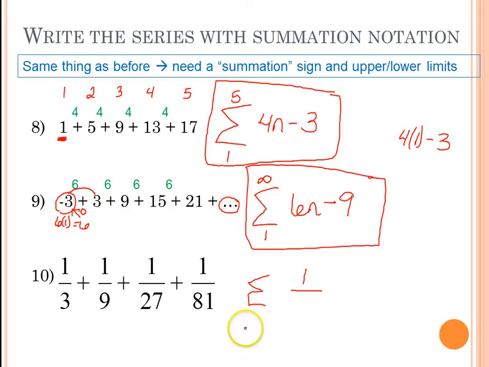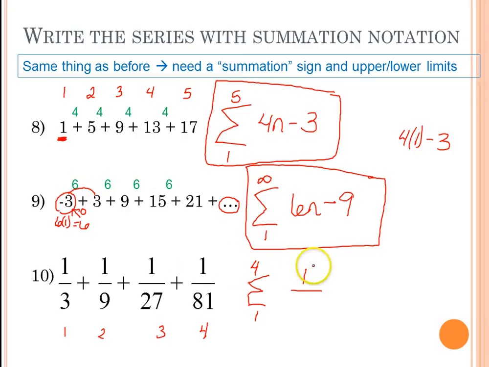Okay, now, second thing, let's go ahead and write in our limits, upper and lower. So lower, I have term 1, term 2, term 3, term 4. And do we have a dot, dot, dot? No. So we stop at term 4. So lower limit of 1, upper limit of 4.